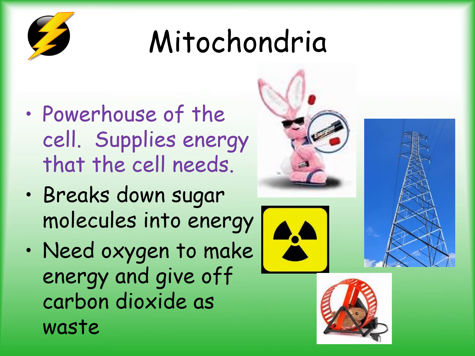As the cell's power producers, mitochondria convert energy into forms that are usable by the cell. It does this by breaking down sugar molecules into energy. It needs oxygen to make energy and gives off carbon dioxide as waste. They are the sites of cellular respiration, which ultimately generates fuel for the cell's activities. Mitochondria are also involved in other cell processes such as cell division and growth, as well as cell death.